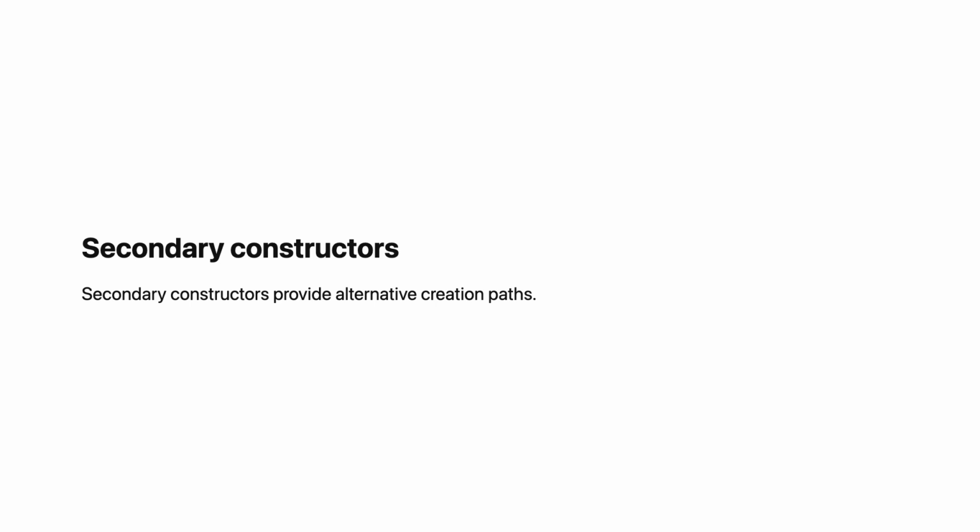Sometimes you need multiple ways to create an object. Secondary constructors use the constructor keyword. Class Person with val name and val age. Then a constructor with just name that calls this with name and 0. This adds a second way to create a person, just with the name. The secondary constructor must call the primary constructor using this. Secondary constructors can do additional setup. They can have a body. In practice, default parameter values often eliminate the need for secondary constructors. Class Person with name and age equals 0 achieves the same. Use secondary constructors when default values are insufficient.